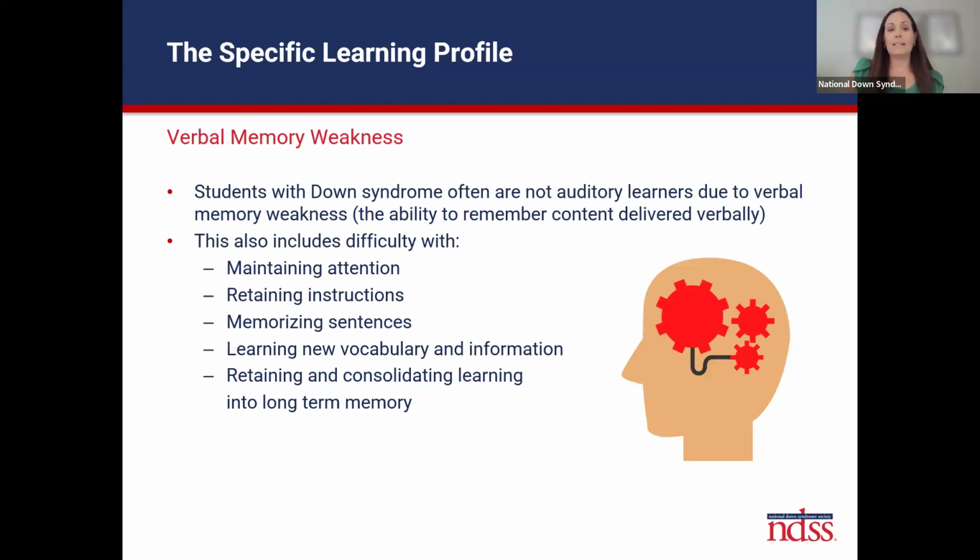The next trait is a verbal memory weakness. Students with Down syndrome are not typically auditory learners due to this verbal memory weakness, which is the ability to remember content that is delivered strictly by talking. So what is really important is we include visuals with our instruction, because when a lot of direction is given, maintaining attention is very hard if there's not somewhere to focus, and then retaining instructions.